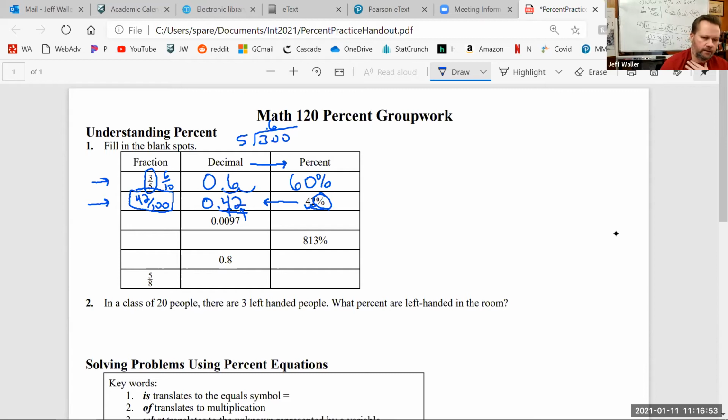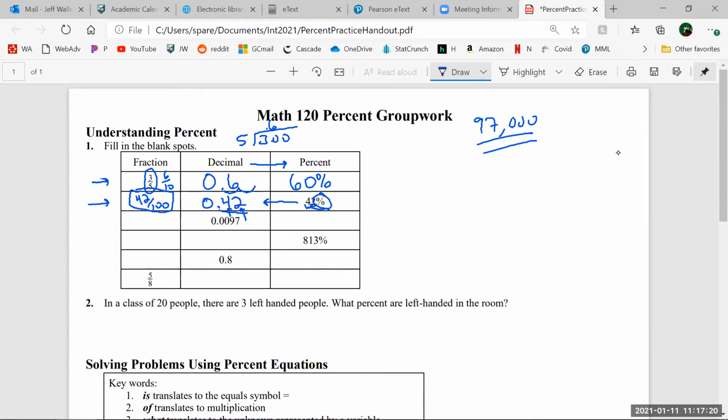All right. This next one is a little more gross, but it's still pretty straightforward, hopefully. Here's the way you look at this. It's determined by the place that the last number is in. In fact, how do you say this number? This number here. How do you say that? 97,000. Yeah, because the 7 is in the thousands place.